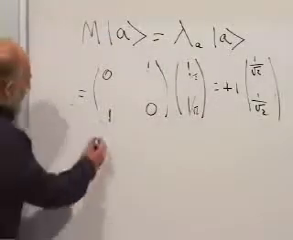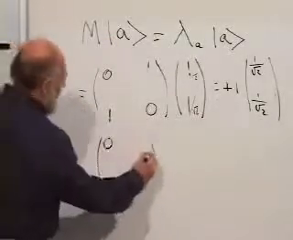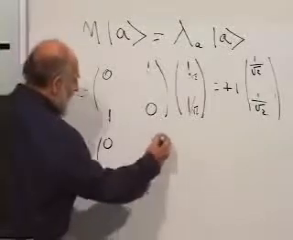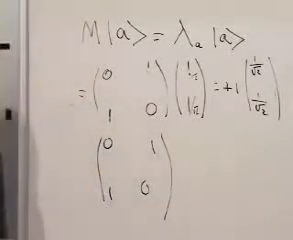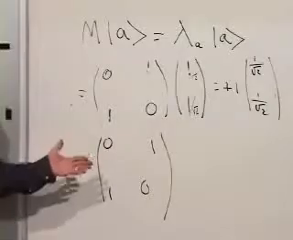All right. What about (0, 1), (1, 0)? Can I find another eigenvector? Yes, I can. The reason I can find it is because I know the answer.